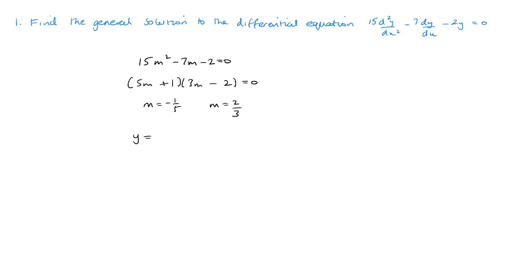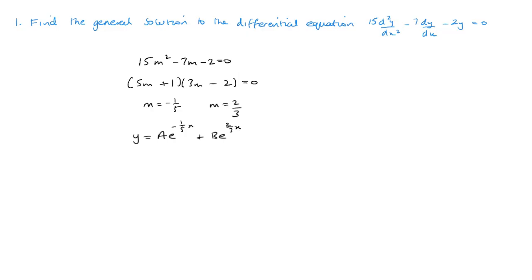y equals a e to the minus 1/5 x plus b e to the 2/3 x. Incidentally, it doesn't matter if you've got your minus 1/5 x here and your 2/3 x here, or the other way around. It's exactly the same answer, so don't stress if you did it the other way around.